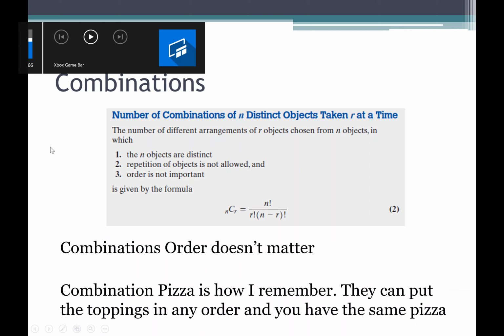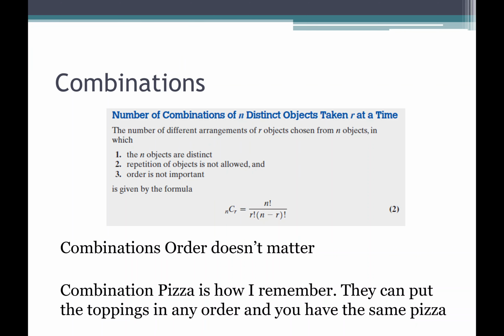Okay, so now we're going to talk about combinations. Number of combinations of n distinct objects taken r at a time. So you can see it's basically the same thing as permutations. The only difference is the order is not important. That's the main key thing to decide whether something's a permutation or combination. Order matters for permutation, order does not matter for combination.